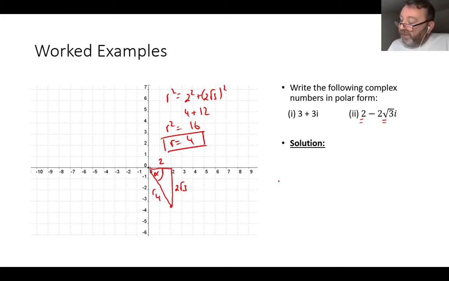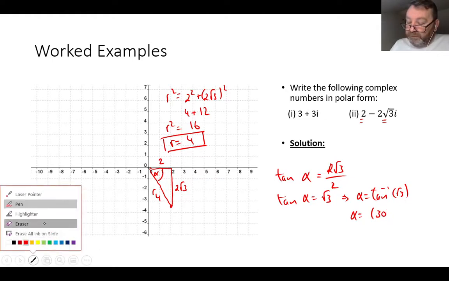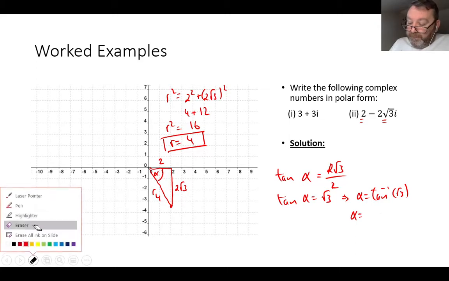Now, I want to find alpha. To get alpha in this triangle, I'm going to use the opposite and the adjacent again. So tan equals the opposite, 2 root 3, over 2, which means that the tan of alpha is equal to, the 2's will cancel, root 3. And to get alpha on its own, I simply shift tan over to the other side. So alpha equals tan minus 1 of root 3. And as far as I remember, the inverse tan of root 3, I hope, is 60 degrees.